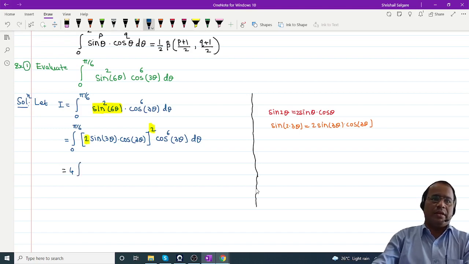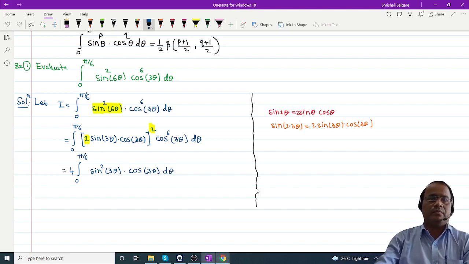So integral from 0 to pi by 6. Now the remaining term I will simplify it. So it can be written as sine square of 3 theta into cos 3 theta raised to, what is the power? What is the effective power of cos 3 theta? 8. Okay, 8 theta. Now can you guess the substitution?